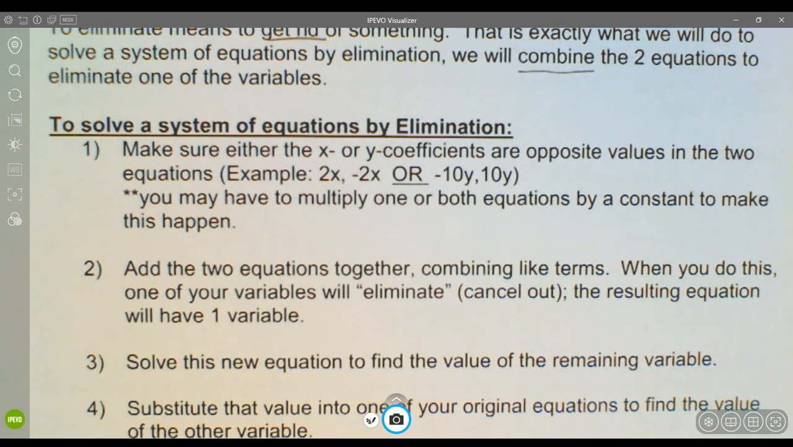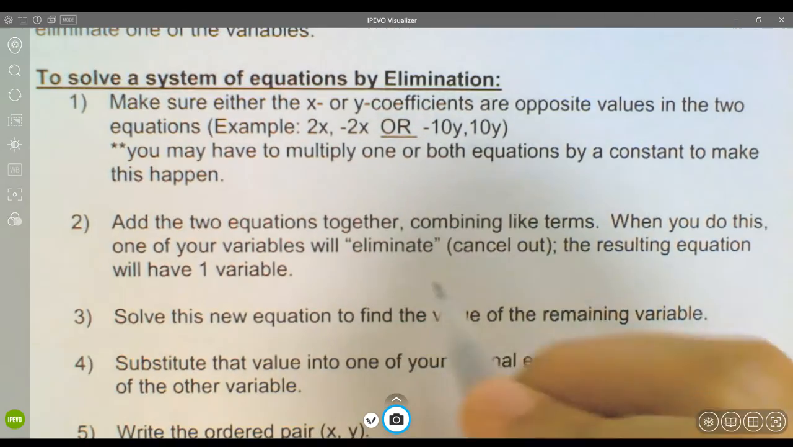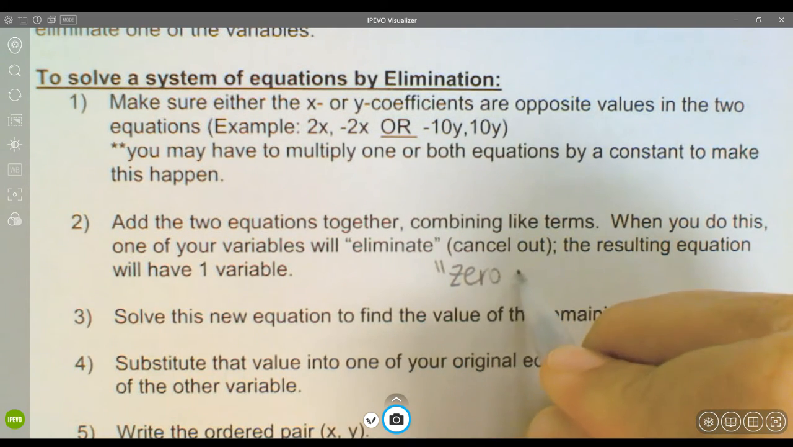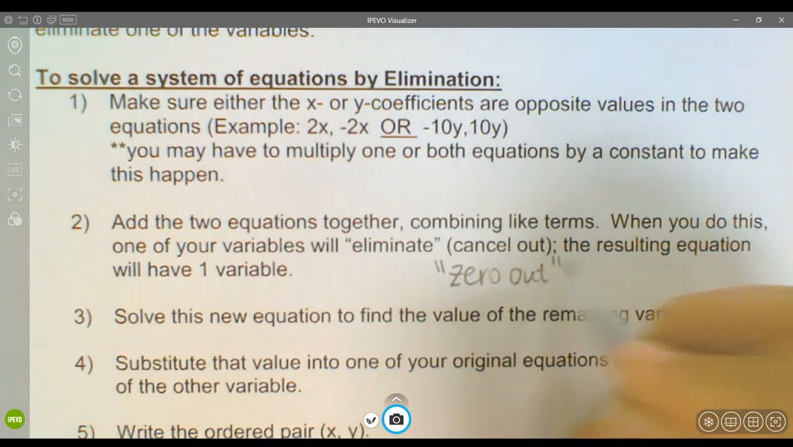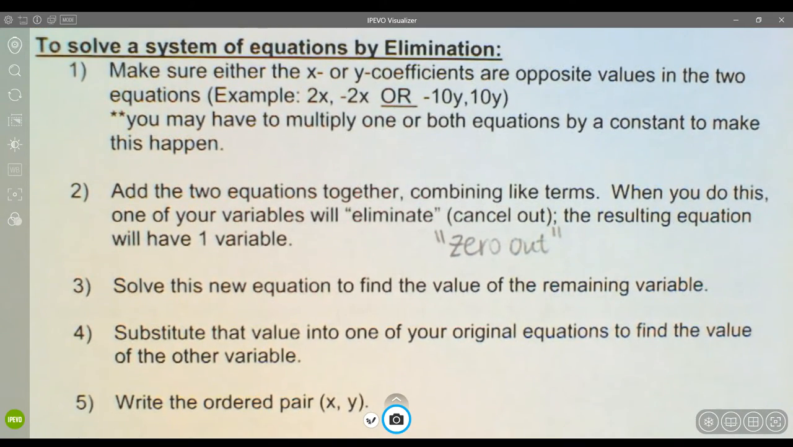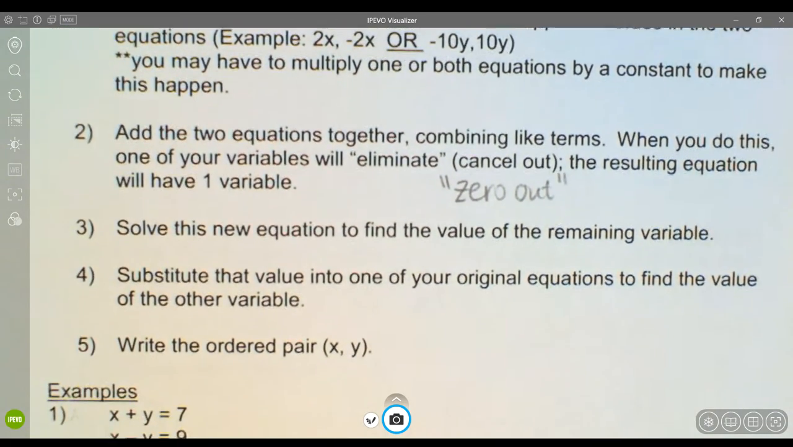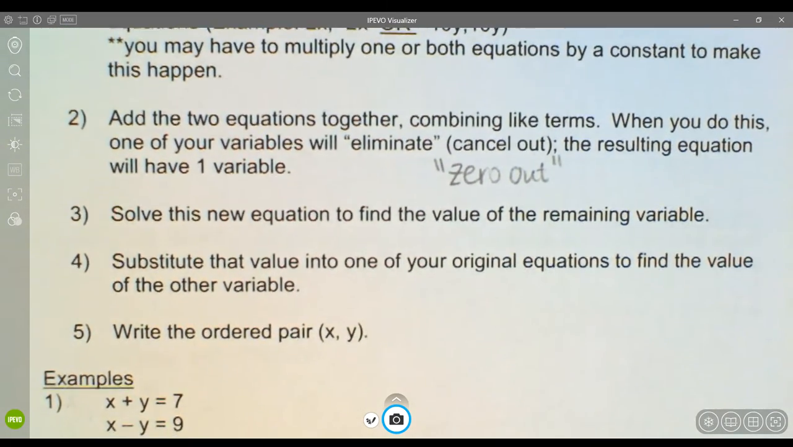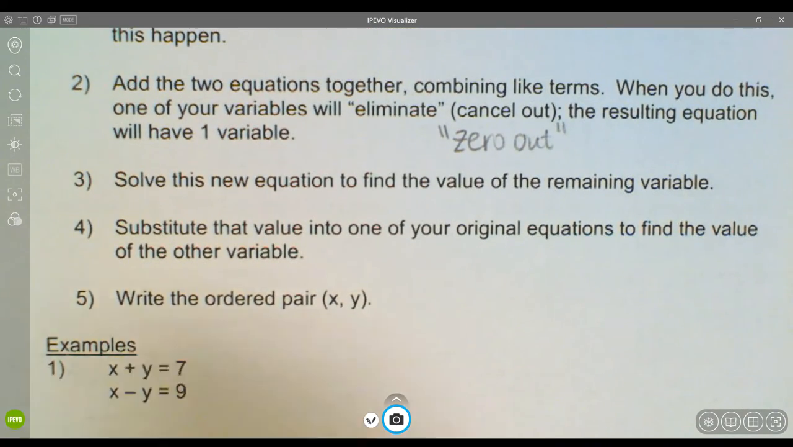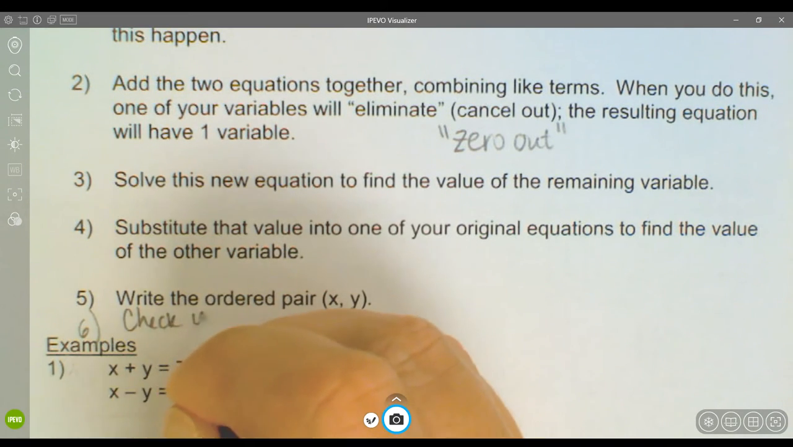You're going to add the two equations together and you will combine like terms. And when you do this, one of your variables will eliminate. It will cancel out. I prefer to say that it will zero out. You'll see as we get there. So you'll be able to have one variable with one equation, a very simple one-step equation, hopefully. You'll solve the new equation, and then you'll substitute to get the other variable. You'll write the ordered pair, and please remember, you always want to check your answer.